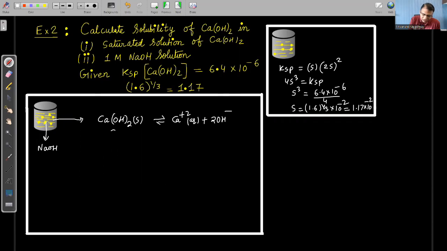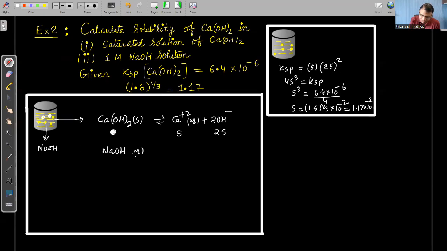If I write at equilibrium, this solid form is there in this system. Calcium hydroxide is there in solid state and some part is dissolved. Whatever dissolved is 100% dissociated. So we can say that S and 2 times of S. This is at equilibrium if only calcium hydroxide is there, but in this system sodium hydroxide is there.